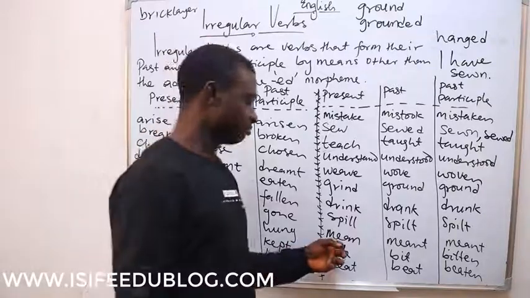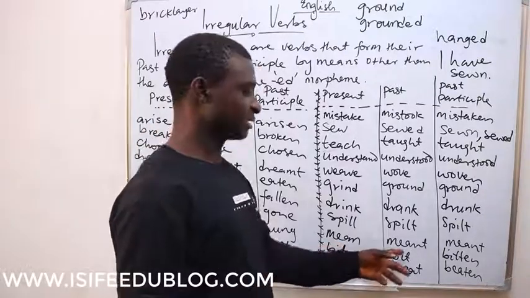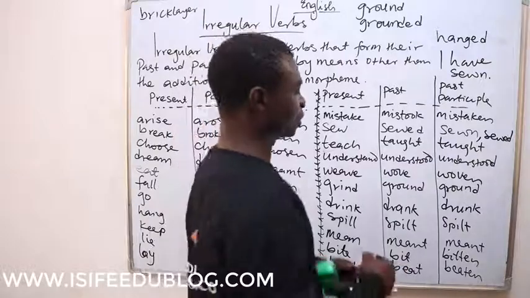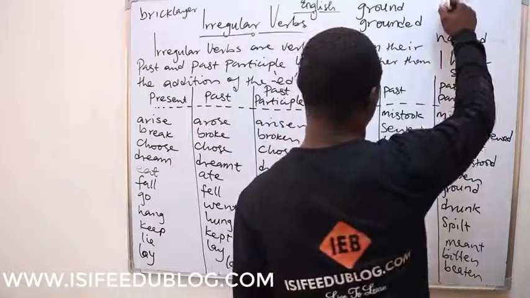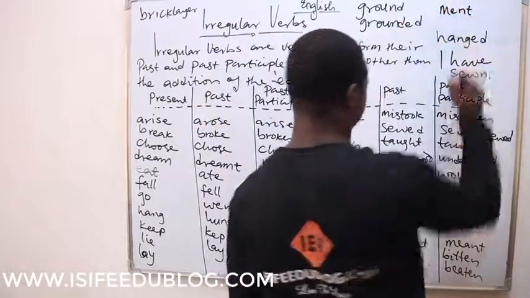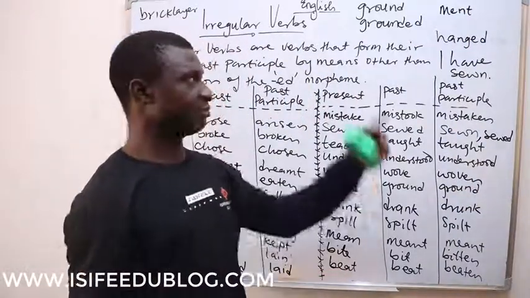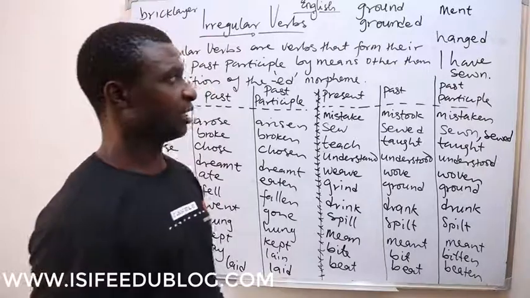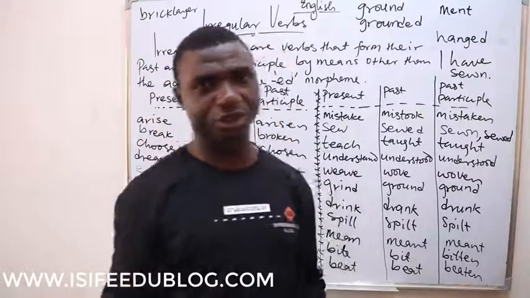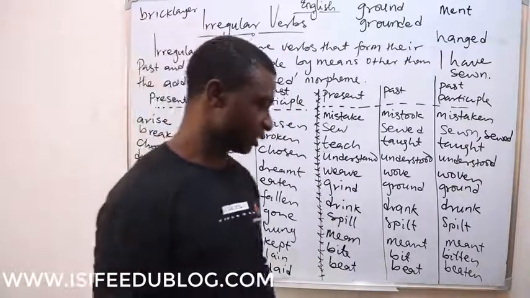Okay? Mean. Meant. Meant. Be careful so you don't spell the past tense of mean, which is meant, as M-E-N-T. Alright? The spelling is M-E-A-N-T. M-E-N-T is a suffix. It's usually not a word, to the best of my knowledge.